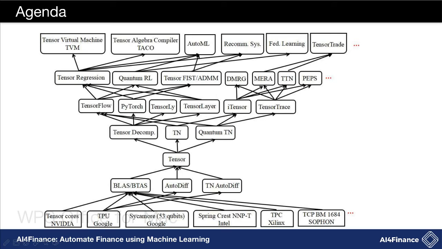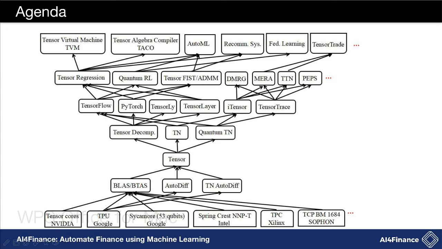Layer 5, tensor libraries and programming IDE. Widely used tensor IDEs are TensorFlow, PyTorch, TensorRT, also TensorLayer and TensorLy. In physics, there are iTensor, TensorTrace, and Google's TensorNetwork on TensorFlow.